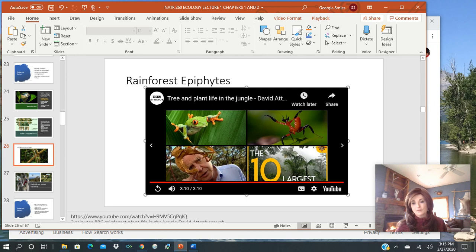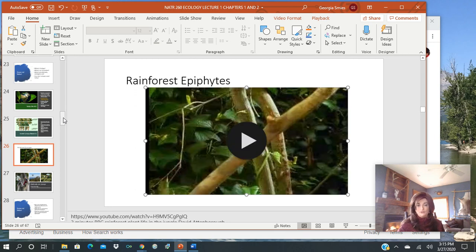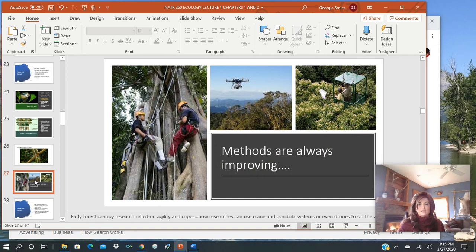Okay, so that gives you a pretty good overview of the diversity just going up and down the trunk of a rainforest tree from ground floor into canopy. Let's take a look here. So the methods to access these really unique ecosystems are improving.